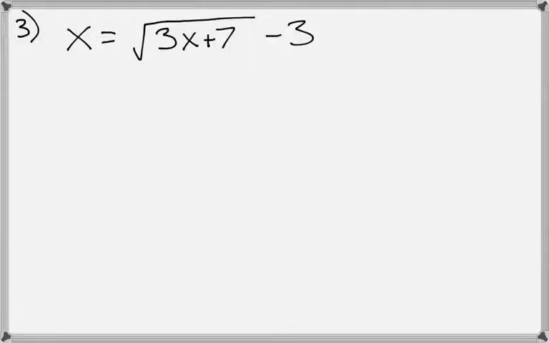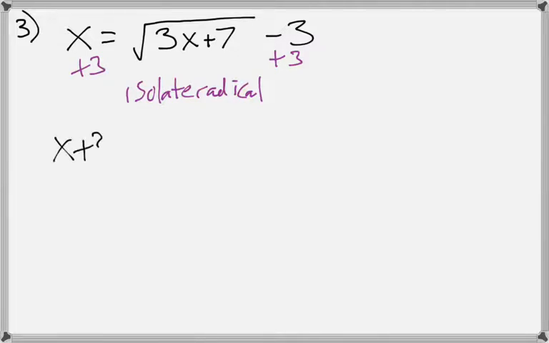On number 3, my first step is going to be to isolate the radical. So I want the radical to be the only thing on that side. So I'm going to add 3 to both sides. So this will be x plus 3 is equal to the square root of 3x plus 7.